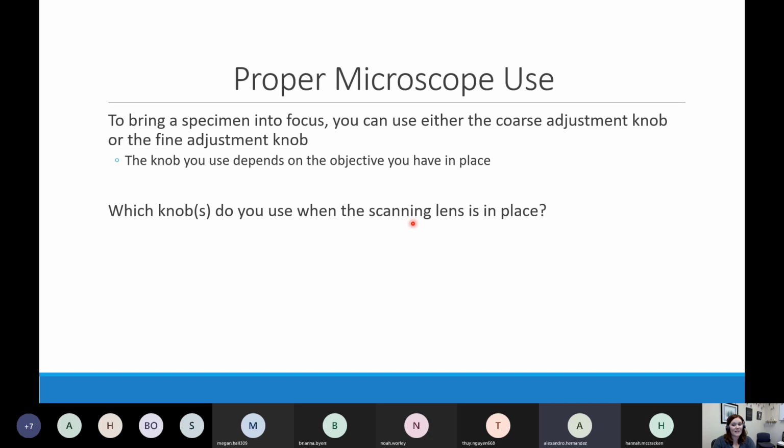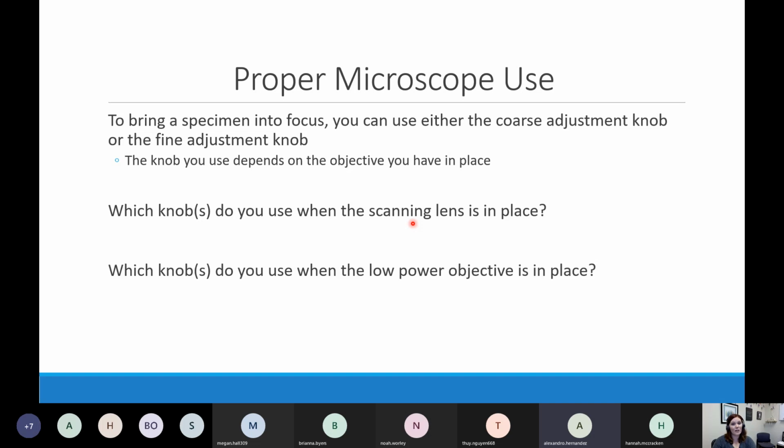So when we have the scanning objective in place, this is the only one that we can use the coarse adjustment knob on, but we can also use the fine adjustment knob too. When the scanning objective is pointing down, both of them are fair game. We can use the one that moves the stage a lot or the one that just moves it a little bit. So with the scanning objective lens, total freedom. You can use either of those knobs.